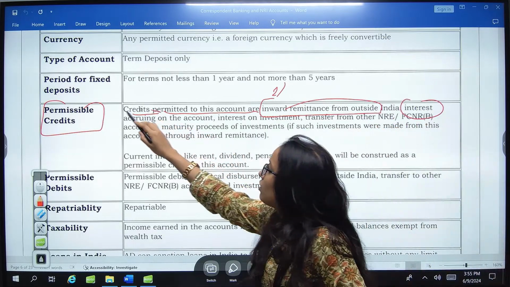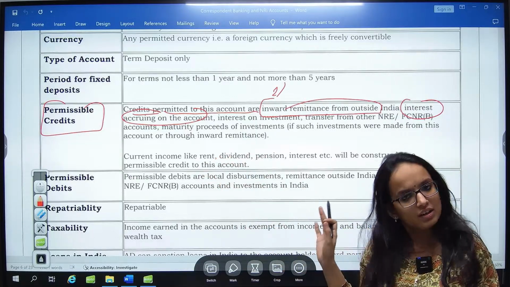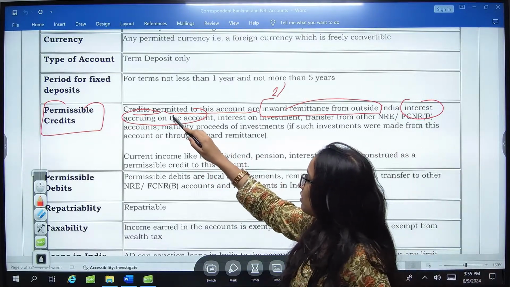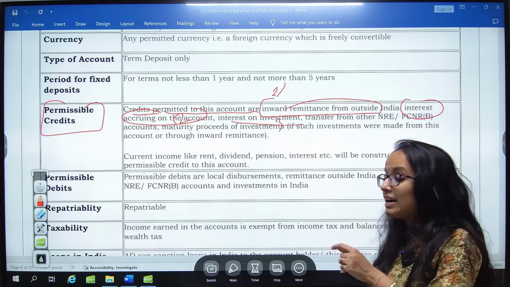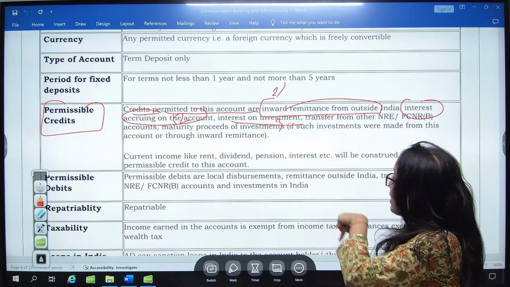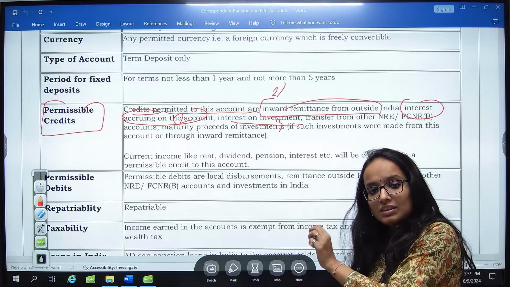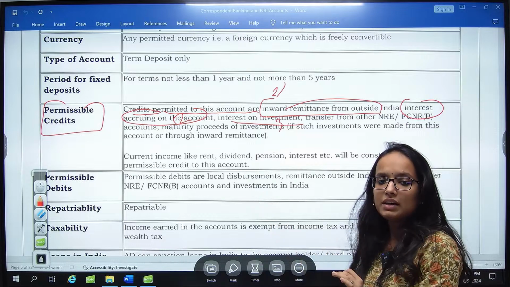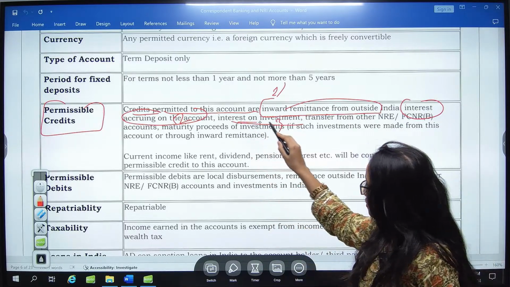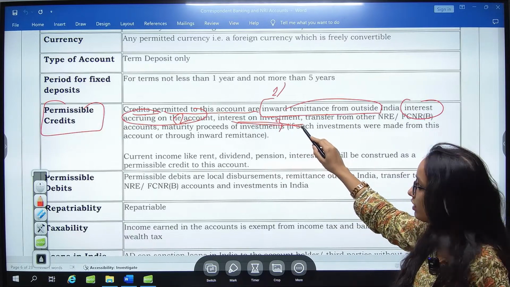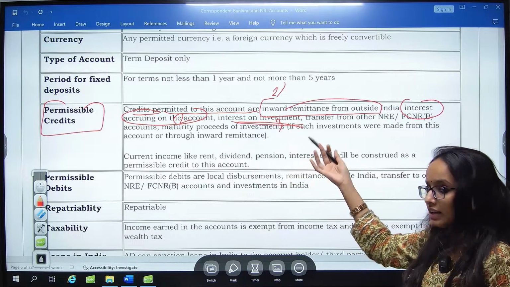Interest accruing on the account, any interest which is accruing on the account is also permitted to be credited. Okay, so interest is also permitted. Third, interest on investments. If that account holder has done investment and is earning interest from that investment, that is also a permissible credit under the FCNRB account. Clear? So interest accruing directly in the account, and interest on investment as well, done by the FCNRB account holder.